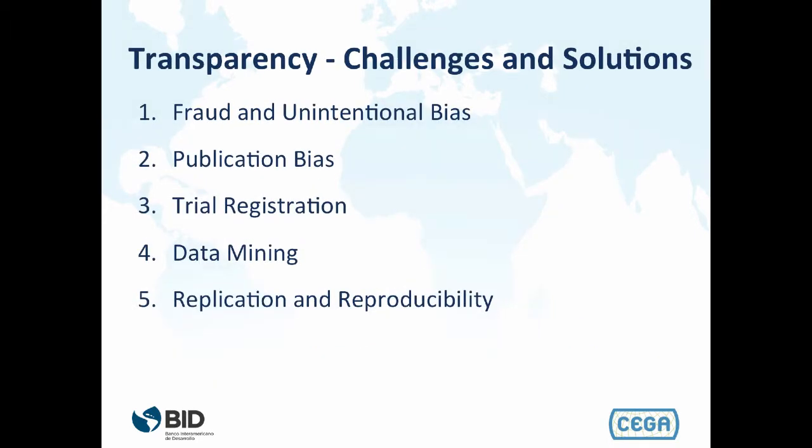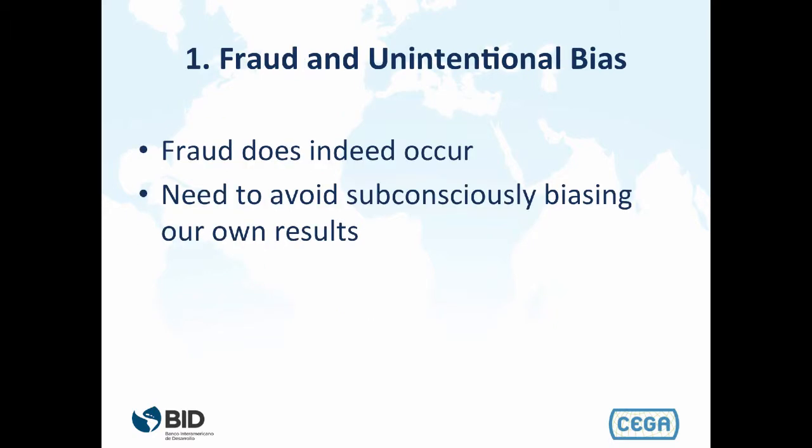So there are a few challenges with a lack of transparency to keep in mind, and certainly some evolving solutions with tackling some of these challenges. So first that we'll go over is fraud and unintentional bias, then publication bias, and then trial registration, data mining, and replication and reproducibility. So first with fraud, it's hard to believe, but fraud in science and in research does indeed occur. And we also need to think about not just intentional fraud, but unintentional bias that may enter into our analysis and skew and bias our own results.